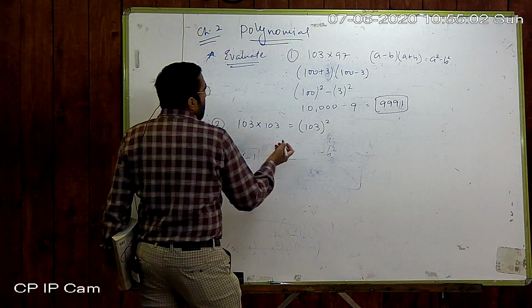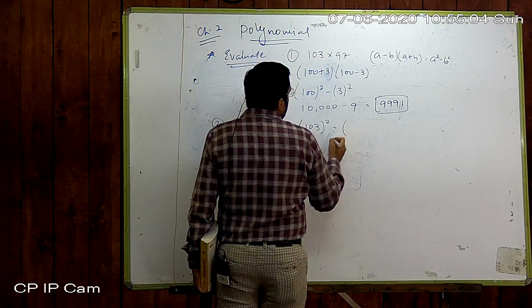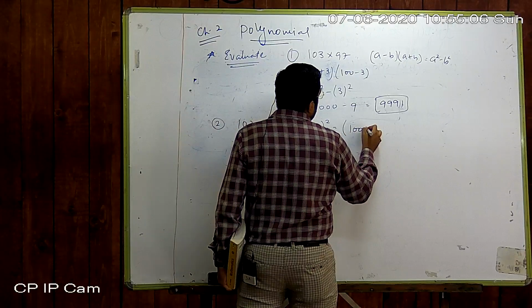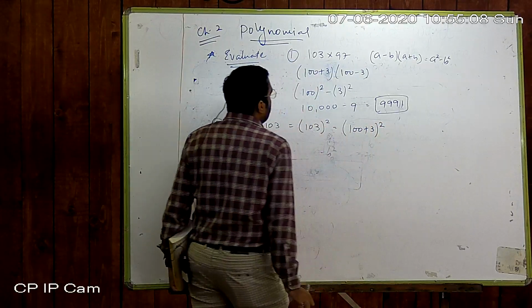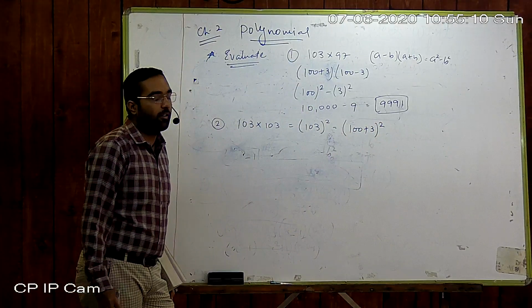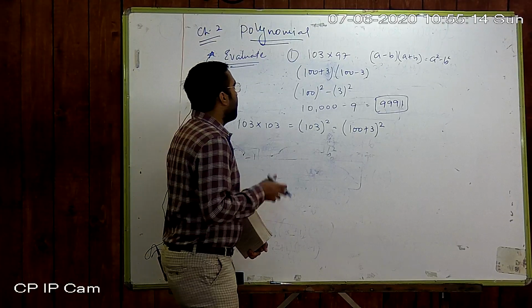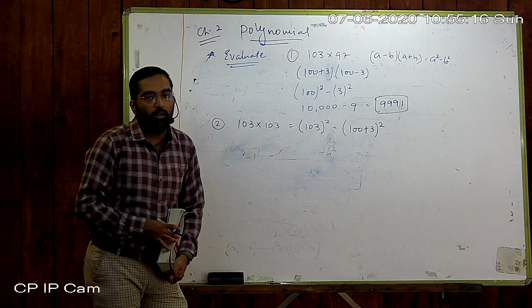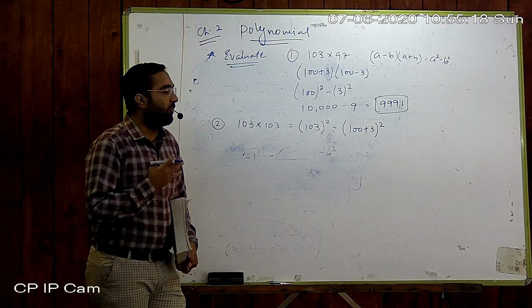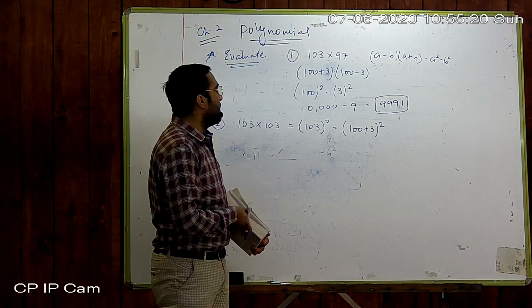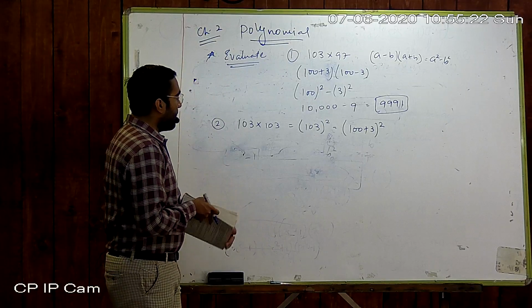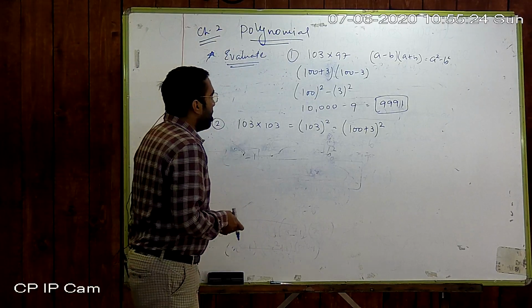So I'll split that as 100 plus 3 whole square. That's the best part of the polynomial. You can find any kind of multiplication of 3-digit or 4-digit or 5-digit numerical values. Okay, that's the best part of the polynomial.